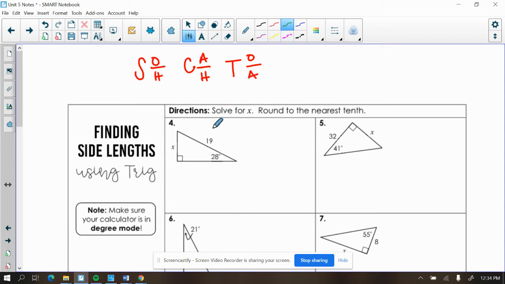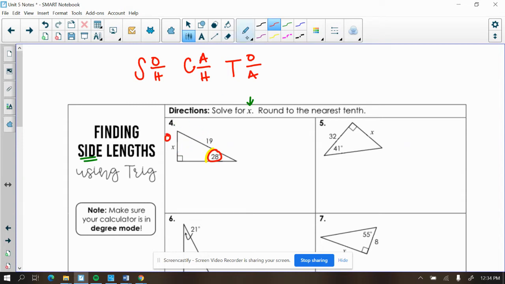So looking at these triangles here, what we're going to do is find, solving for x. So this one is just looking at the side lengths, okay? So what we need to do is focus on what angle we are looking at, and then what sides we have, okay? So here's our angle, angle 28, right? And then we look at what sides it tells us for this triangle. Well, we have our opposite side, right?